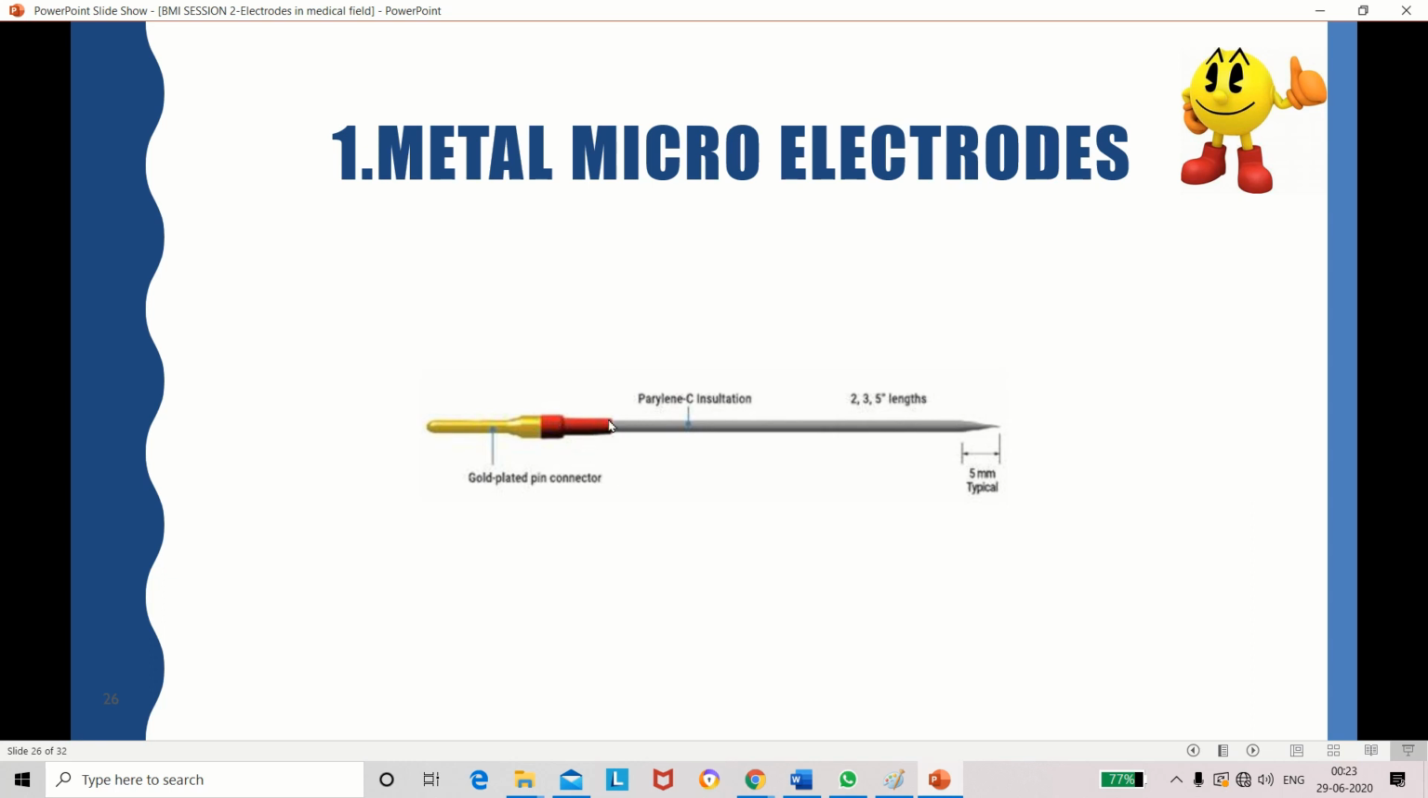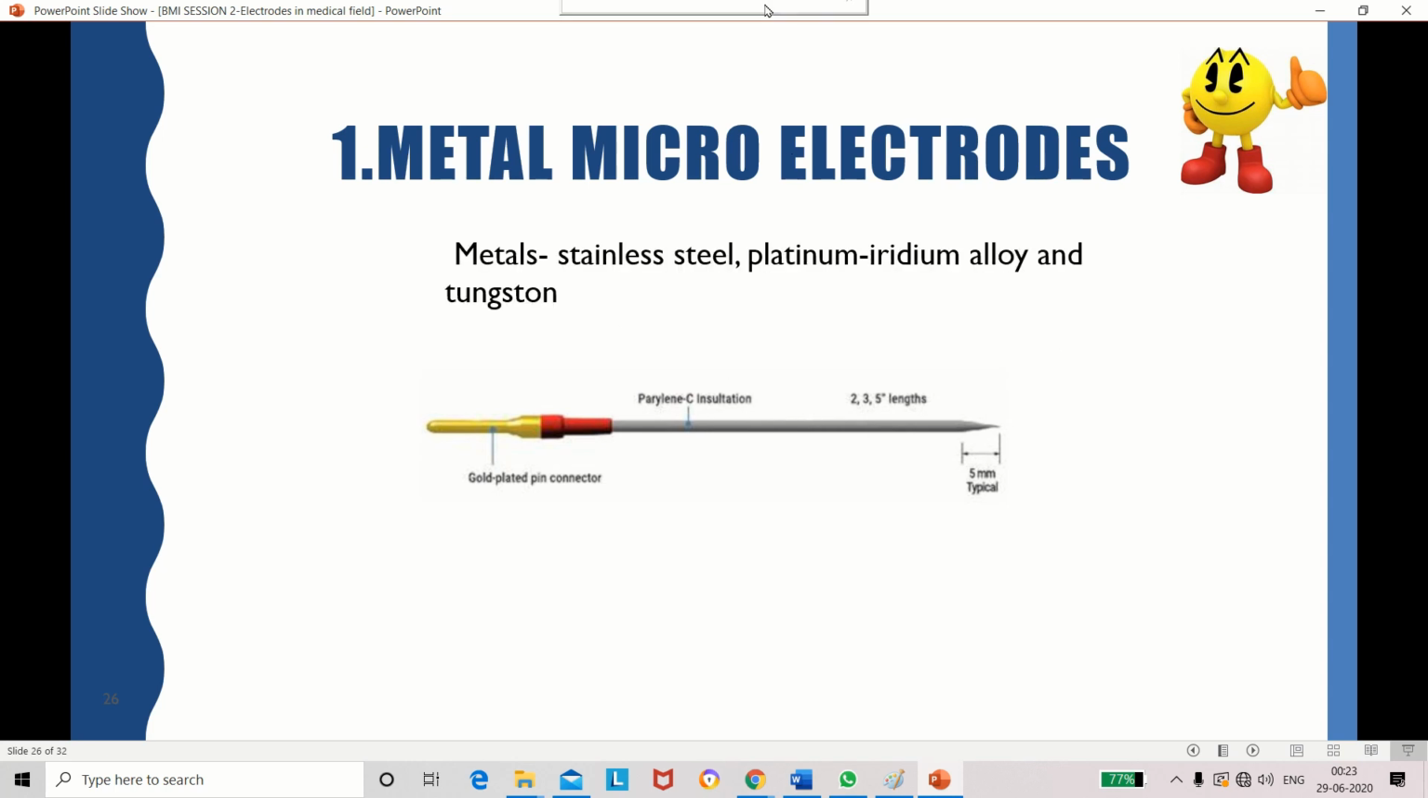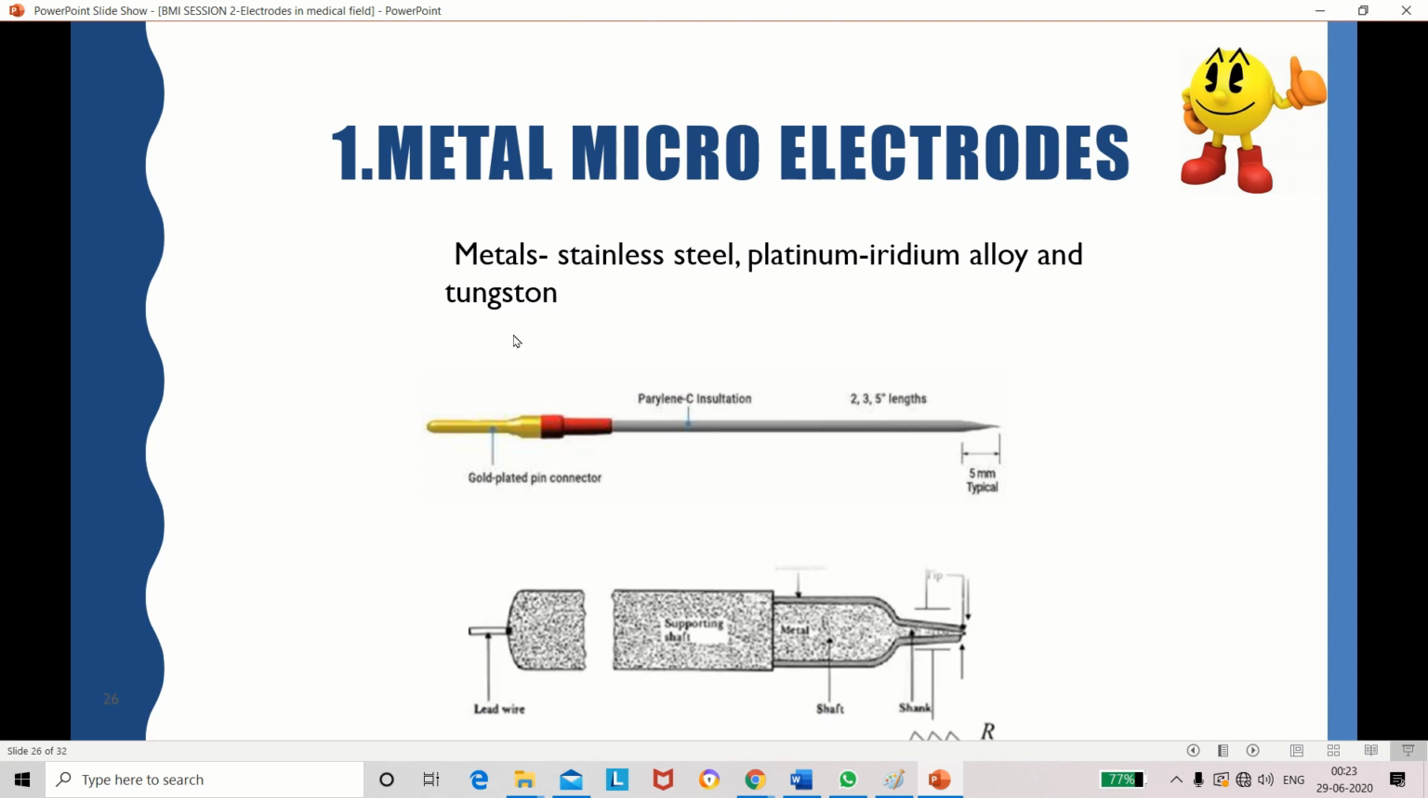Okay. Now here we have the shaft. The shaft is acting as the connector or medium. So it is connecting this rod and the connector. Already we have discussed lead wire, that is acting as a connector. Understand? See, the metals used for manufacturing these electrodes are stainless steel, platinum iridium alloy and tungsten.